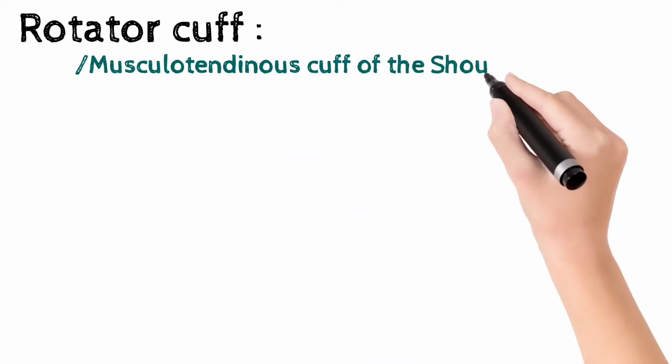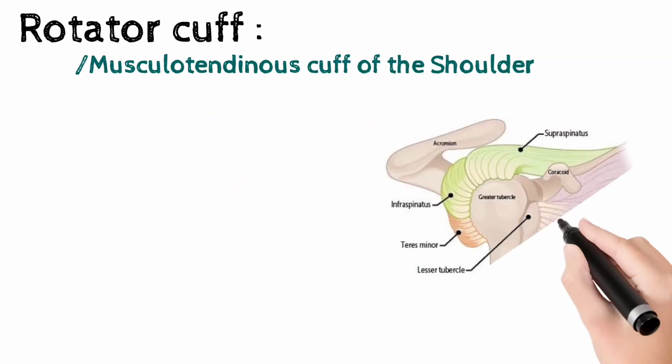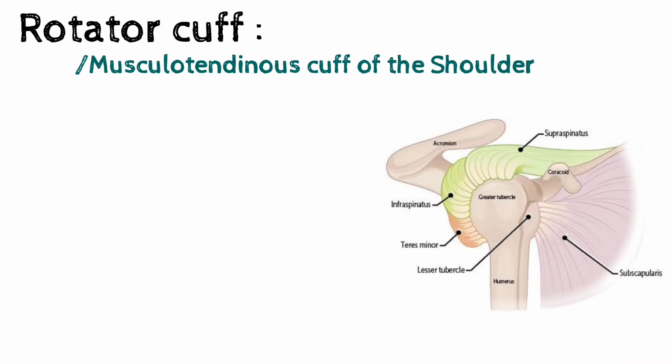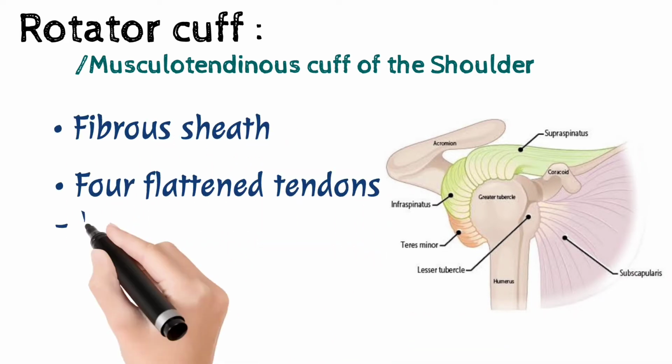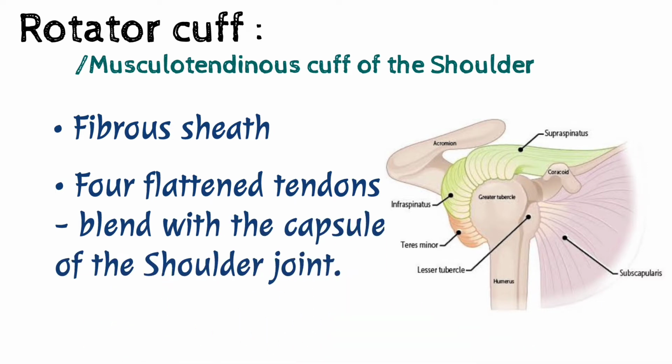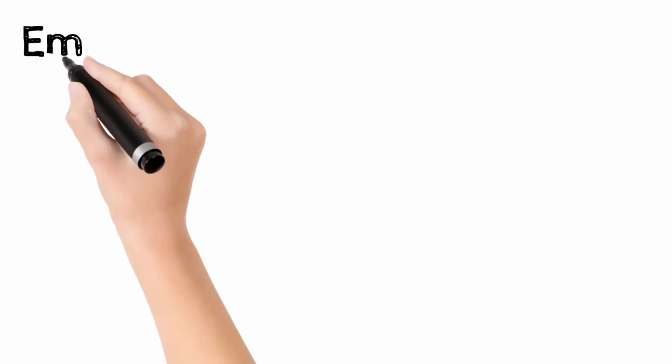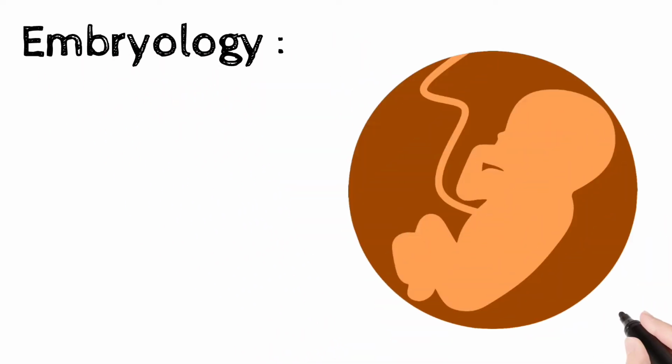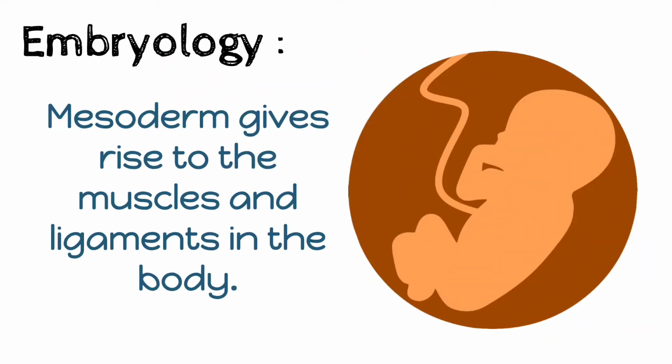The rotator cuff, or the musculotendinous cuff of the shoulder, is a fibrous sheath formed by the four flattened tendons which blend with the capsule of the shoulder joint and strengthen it. Embryology. Mesoderm gives rise to the muscles and ligaments in the body.